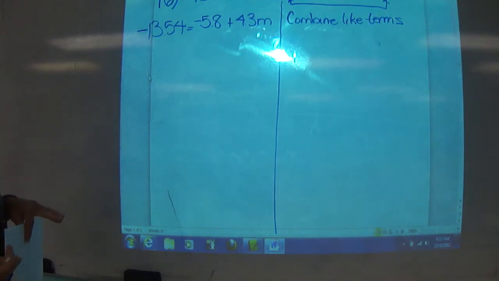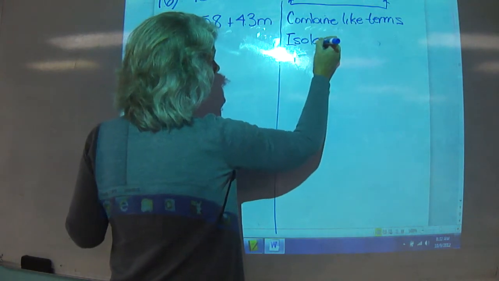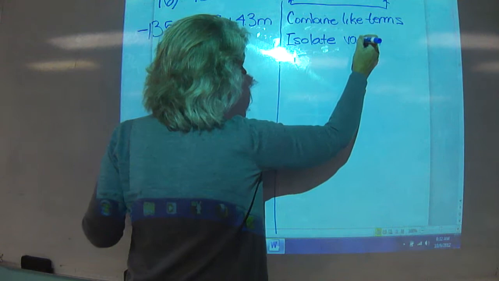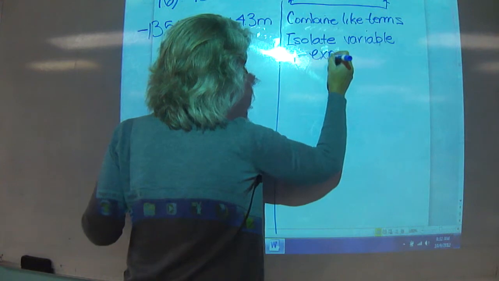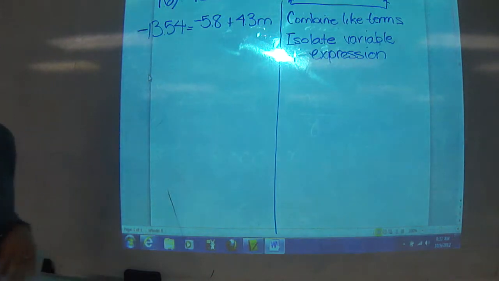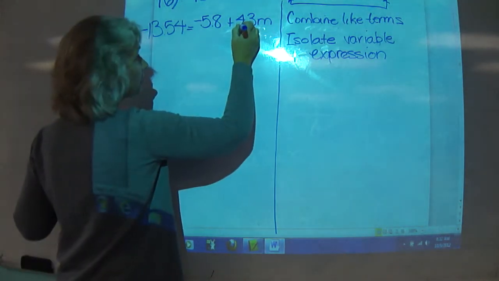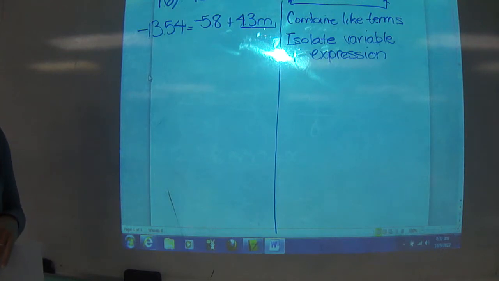Now what we're going to do is get all the decimals on one side. So we're going to isolate the variable expression. And what's the variable expression? Four and 3/10 m. Okay, so we're going to isolate the variable expression. How do we isolate that variable expression? How do we get 4 and 3/10 m by itself?